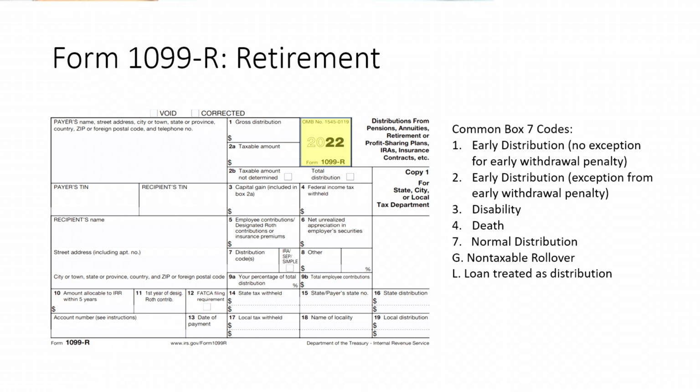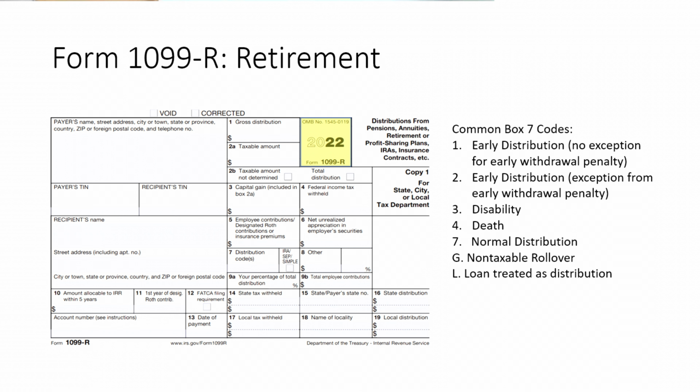And then box 7 has your distribution codes. These are the most common ones. Number 1 is early distributions, which don't have an exception from the early withdrawal penalty. So if I have a 401k account and I pull $50,000 from it and I'm 35, for example, I'm going to be paying a 10% early withdrawal penalty, and that's going to be reported under distribution code 1.